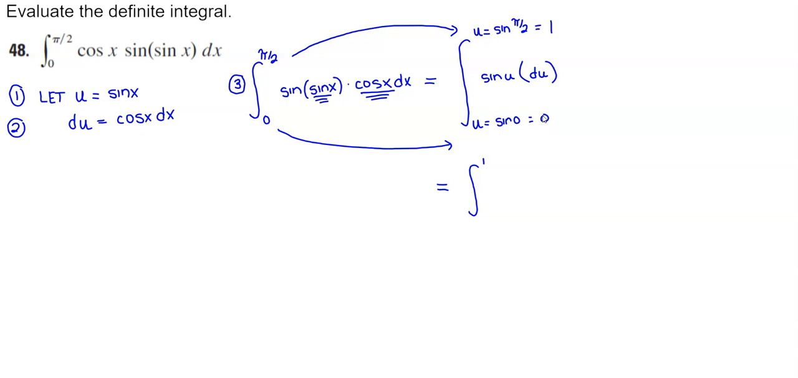So our upper bound now is going to be 1, our lower bound is 0, and then we want to find the antiderivative of the sine of u du. So what is the antiderivative of the sine of u? Well, we know that that's negative cosine of u. So we have negative cosine of u with a lower bound of 0 and an upper bound of 1. So let's go ahead and factor out the negative. And so we have the cosine of 1 minus the cosine of 0.